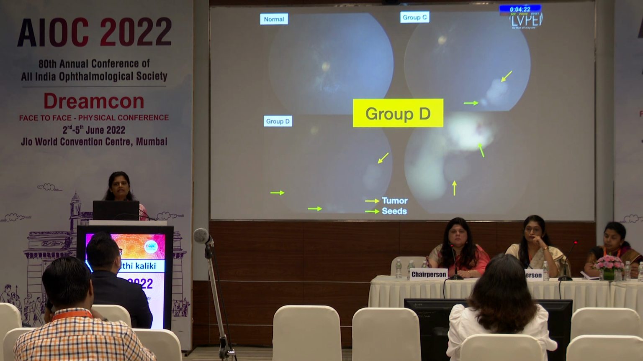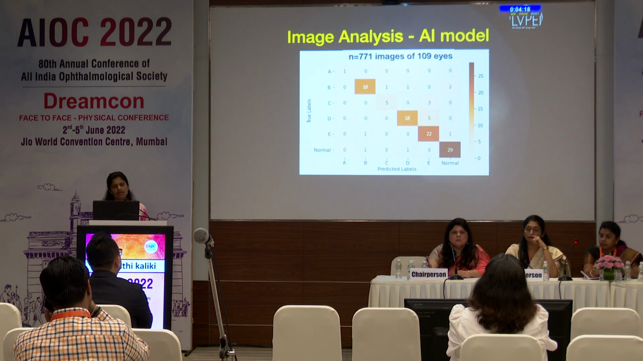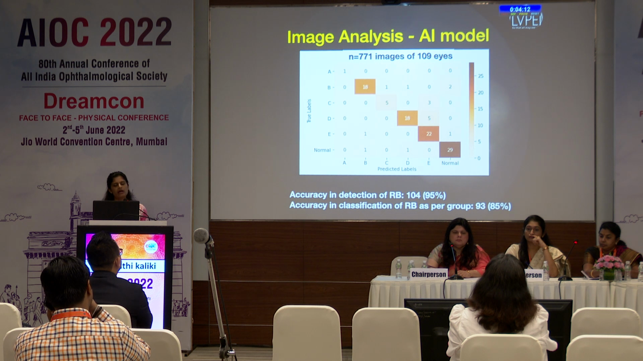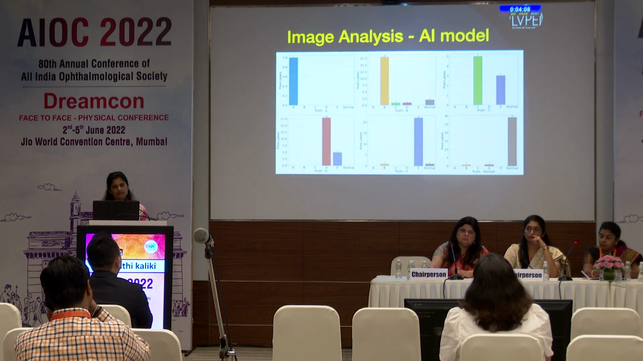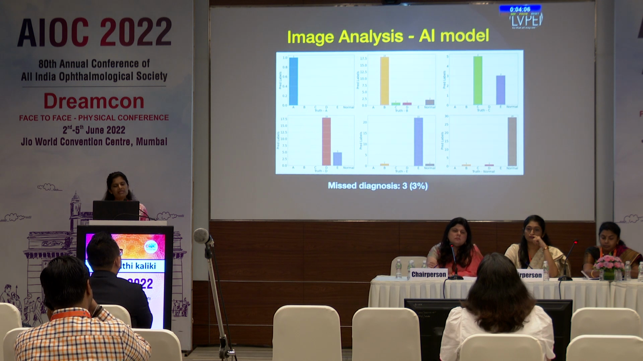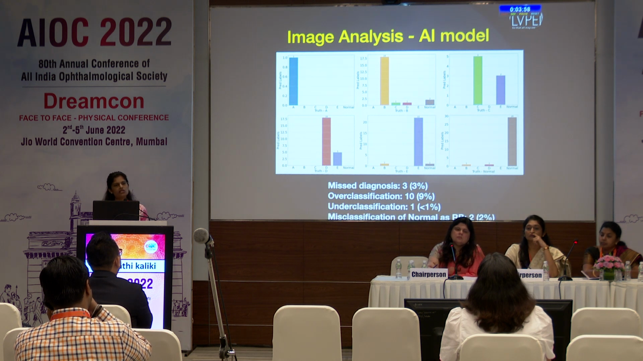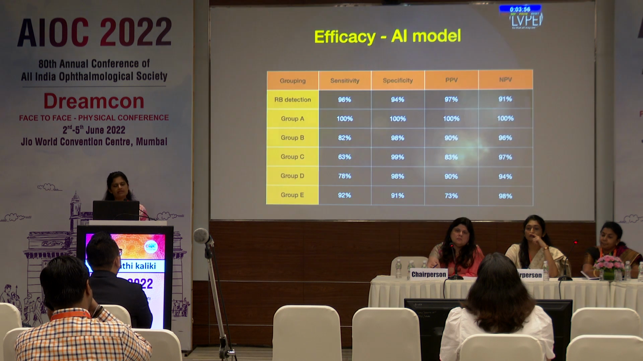So ultimately, this cumulative reading will be a group D eye. When the AI model was used, the accuracy in detection of retinoblastoma was 95%, and classification as per group accuracy was 85%. However, there were missed diagnoses in 3% of eyes, over-classification in 9%, under-classification in less than 1%, and misclassification of normal as RB in 2% of eyes.